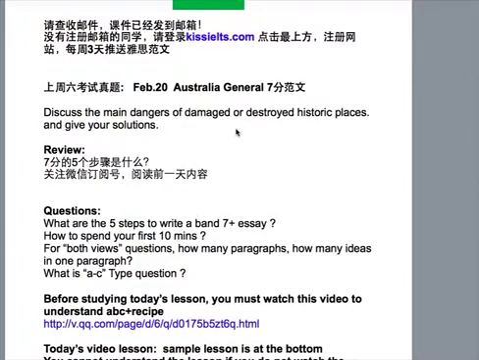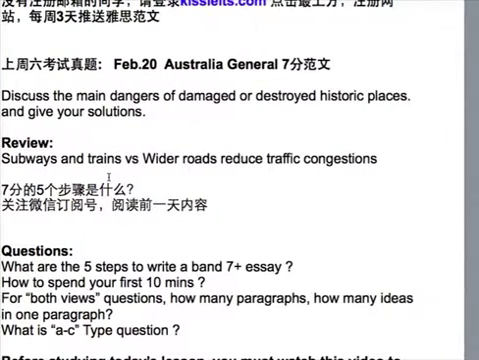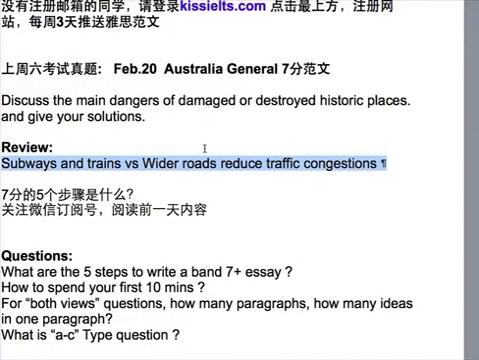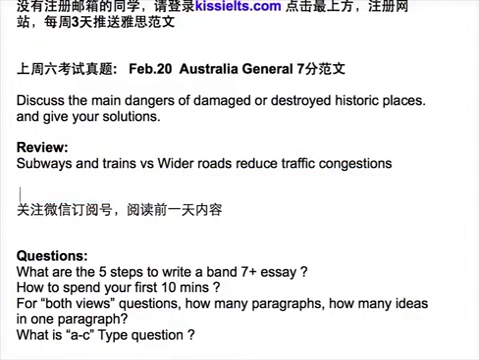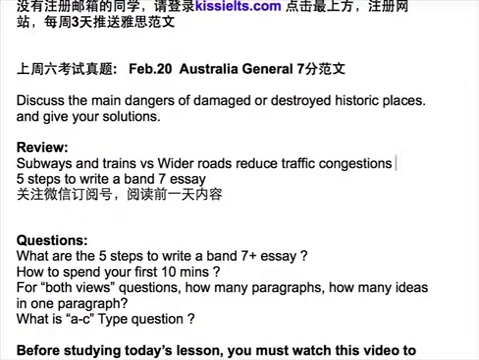Okay, number 1, let's review what we studied yesterday. What did we study yesterday? The topic. So yesterday we studied subways and trains and wider roads. Which one is a better solution to reduce traffic congestion? I explained to you this is the IC question instead of an A question. You have to explain the cause and the effect in this one. And we studied the 5 steps to write a band 7 essay as well. So go back to review if you do not know what I'm talking about now.